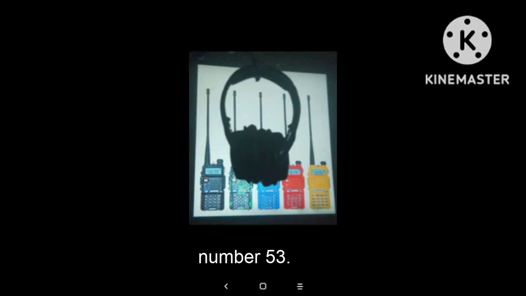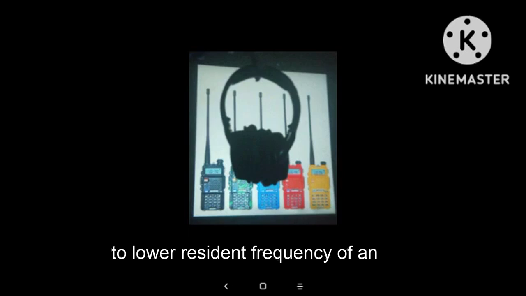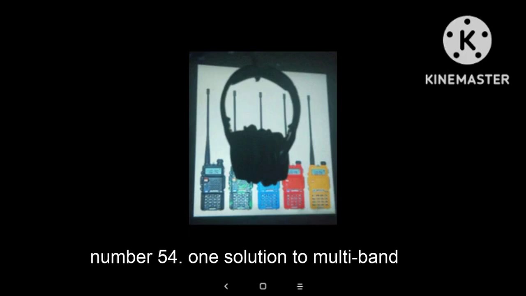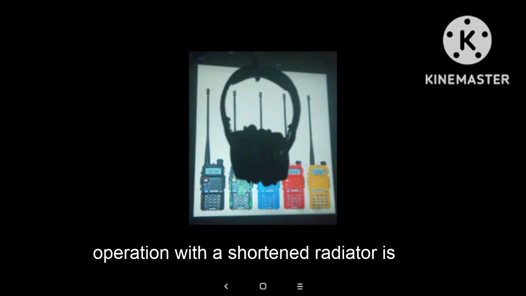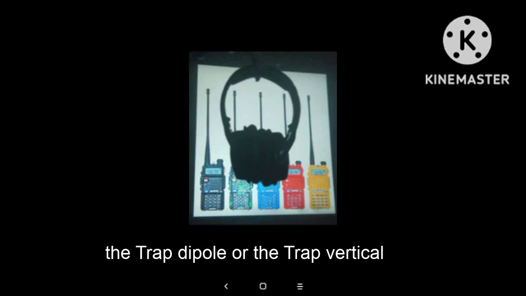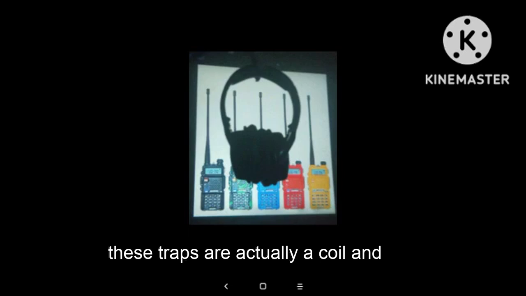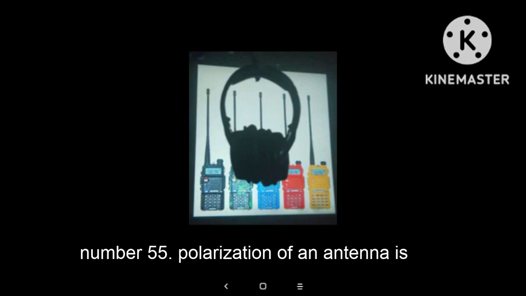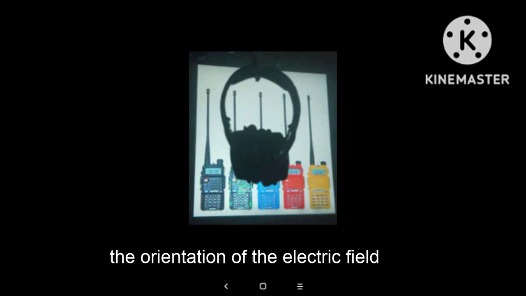Number 53. To lower resonant frequency of an antenna, the operator should lengthen it. Number 54. One solution to multiband operation with a shortened radiator is the trap dipole or the trap vertical. These traps are actually a coil and capacitor in parallel. Number 55. Polarization of an antenna is determined by the orientation of the electric field relative to the Earth's surface.